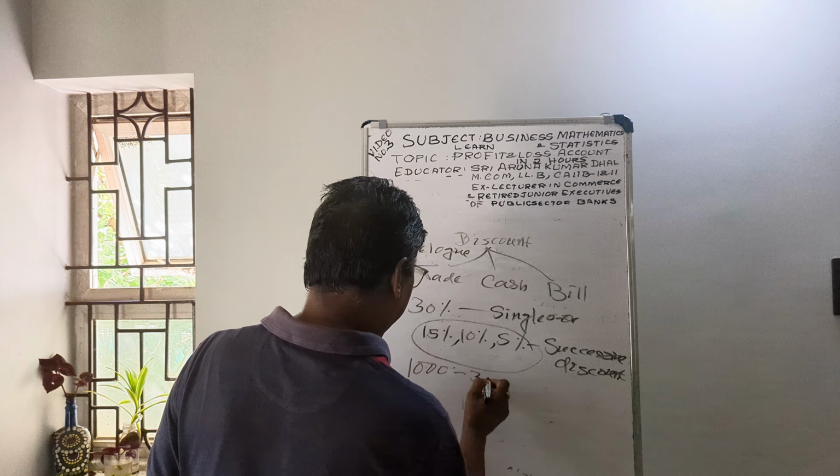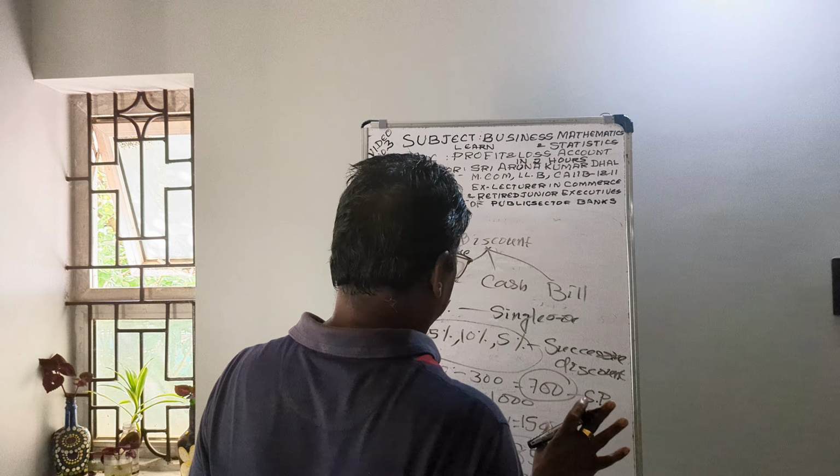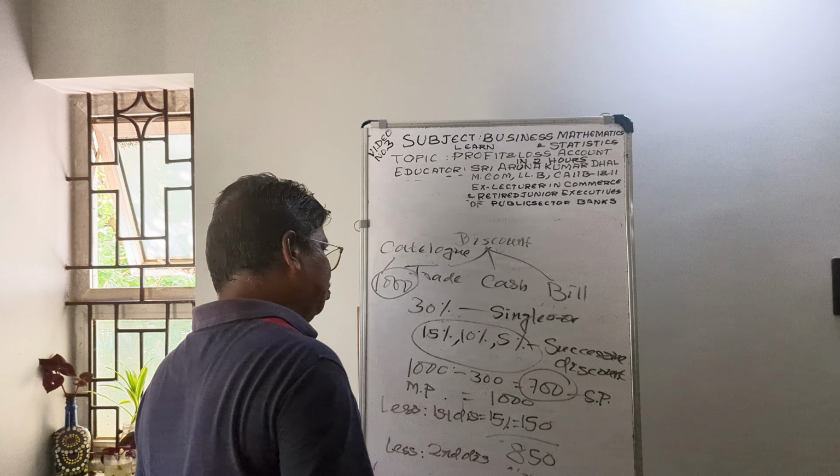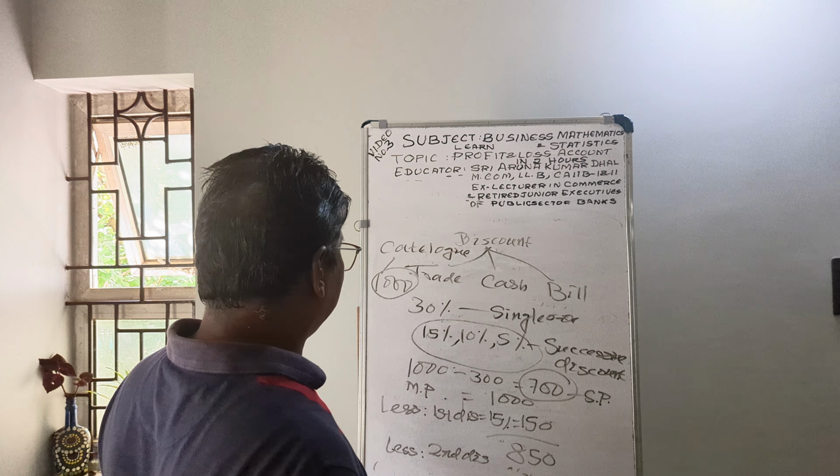And successive discount: the mark price is suppose 1,000, less first discount. First discount is calculated on 1,000. First discount is 15%, that is 150. Then it is reduced, so 850. Second discount on 850. But many of the students have the idea that they will total and see that in both ways it is equal. But if 30% is the trade discount in a single lot and 15, 10, 5 in successive lots, then it is preferable to accept the single discount. So on second discount, suppose 10% means 85 rupees, then minus.